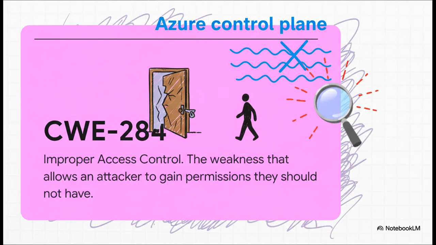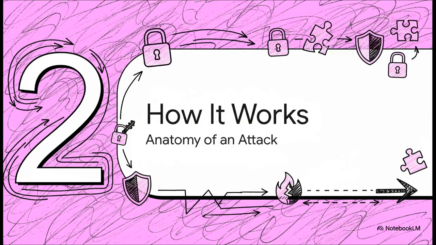And the root cause for all this? It's a classic fundamental security flaw: improper access control. It's really about the system failing to double-check if a user should actually be allowed to do something. You know, it's like a high-security door with a broken lock, letting just about anyone wander right into the command center.